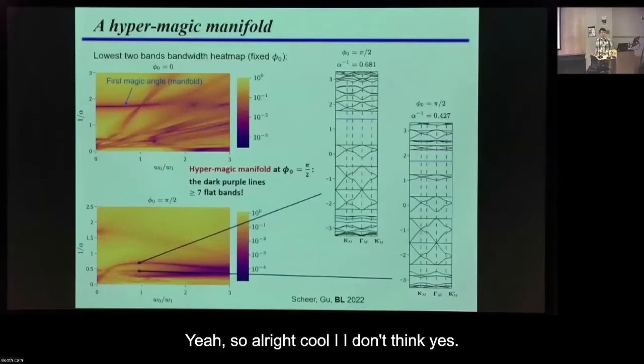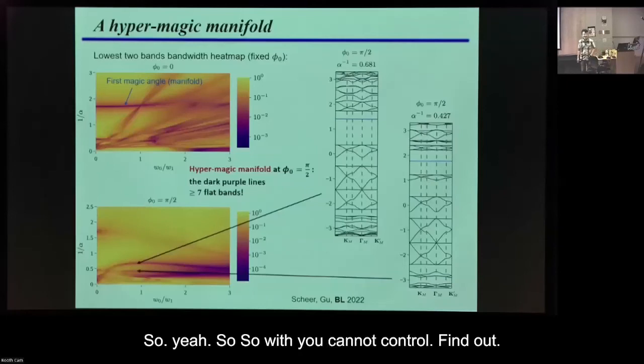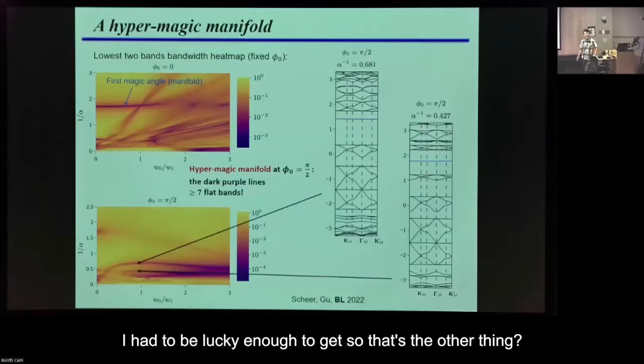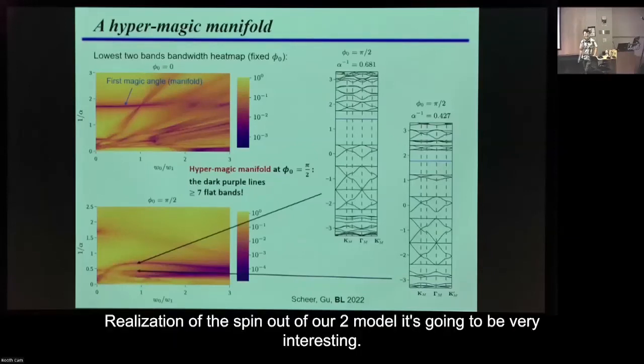How do you actually control phi naught? Because it looks like you have experimental control of the beta naught. Right, very good question. With this model, you cannot control phi naught. You have to be lucky enough to get a parameter there. So that's the other thing we are studying now. They're still working on finding other realizations of this phi naught pi over 2 model. It's going to be very interesting.